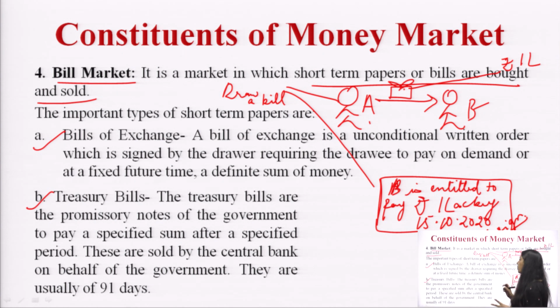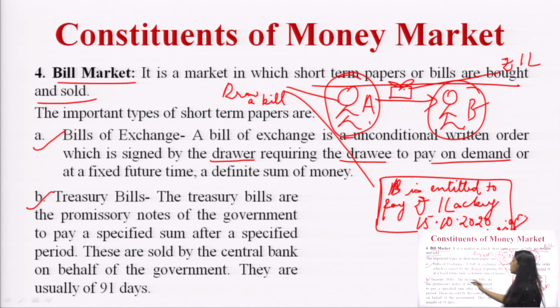So you have two parties involved in it. First is the drawer and second is the drawee. Drawer is somebody who is making the bill. So in this case A is the seller and he is making the bill, so he is the drawer. You have B who is a drawee because he is signing the bill. So it is, on demand or at a fixed future time, a definite sum of money. So that is a bill of exchange.